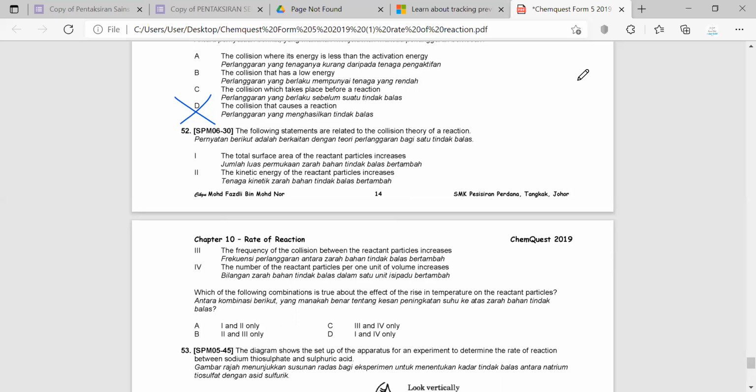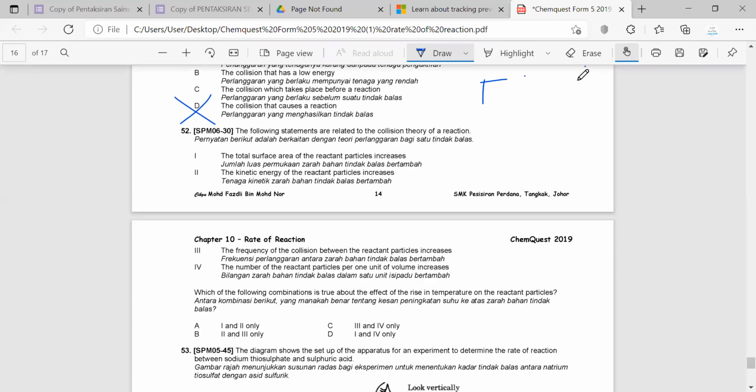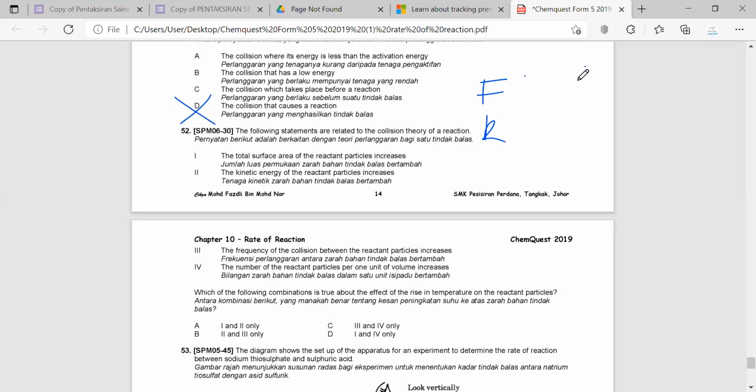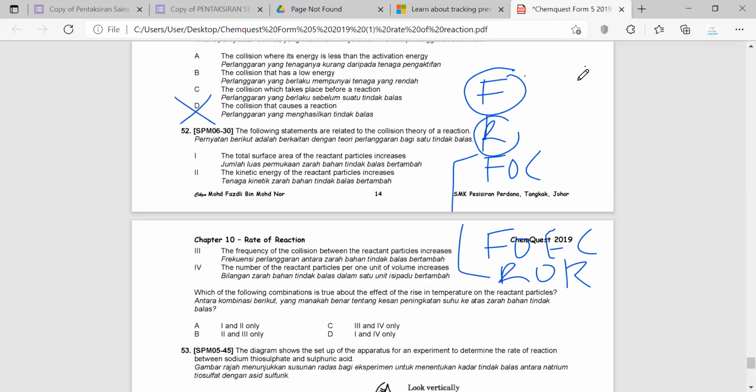So you have to start with a factor. Your second one is a reasoning. Your third one is FOC. Your fourth one is FOEC. And your fifth one is ROR. So point number 3, point number 4, point number 5, always very similar sentence. You can just memorize point number 1 and point number 2. For size, different reasoning. For concentration, different reasoning.